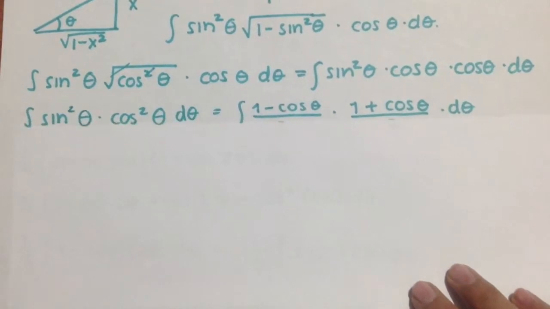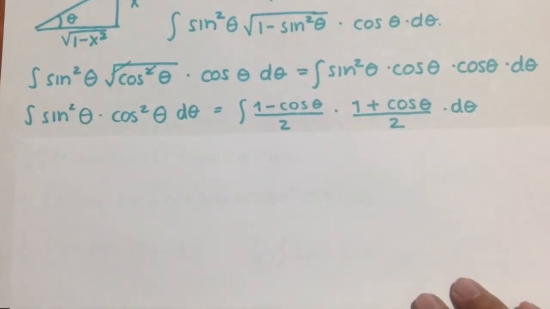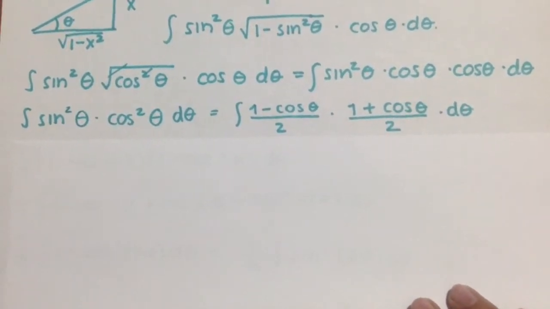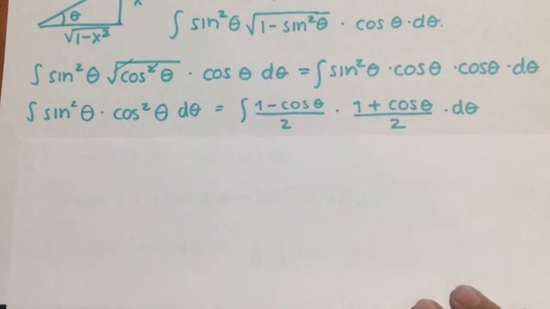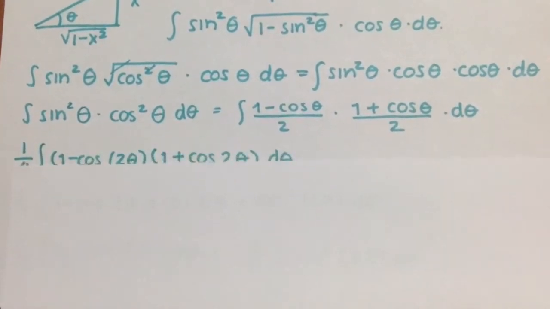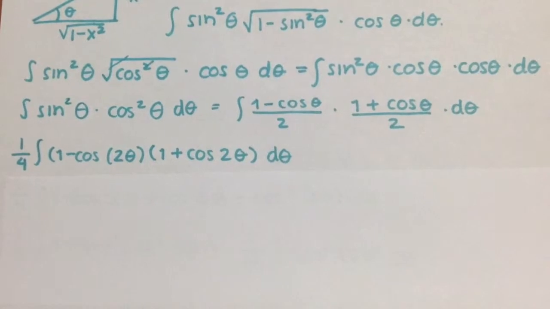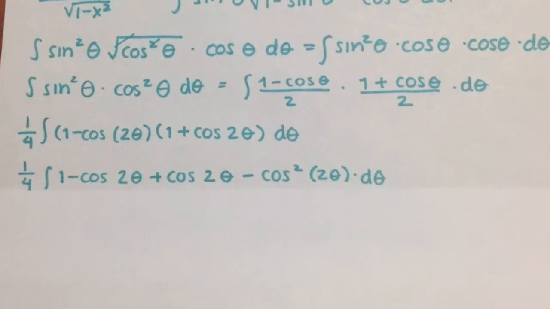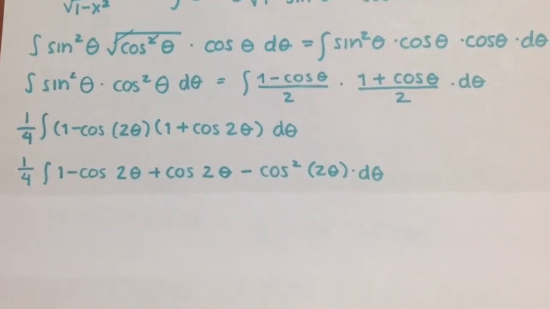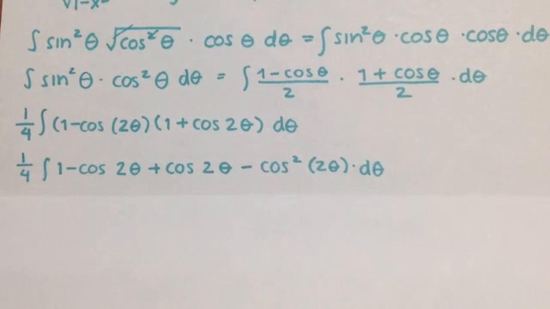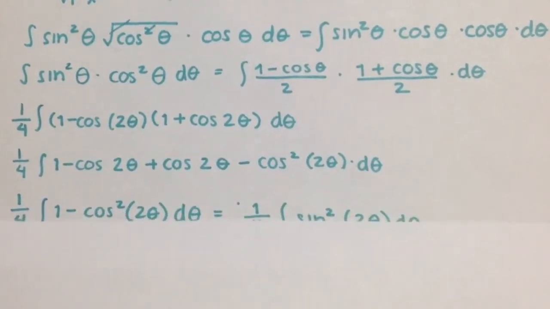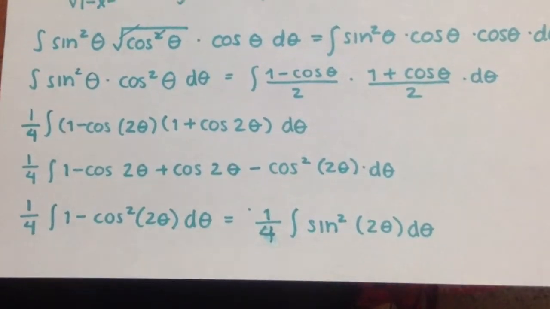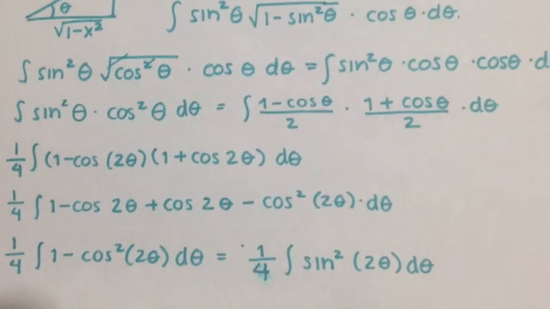This has a trigonometric identity, which is equal to the integral of 1 minus cosine of 2 angle over 2 times 1 plus cosine of 2 angle over 2 times d of the angle. The result of that is 1/4 of the integral of 1 minus cosine of 2 angle times 1 plus cosine of 2 angle times d of the angle. That is 1/4 of the integral of 1 minus cosine squared of 2 angle, which is equal to 1/4 of the integral of sine squared of 2 angle times d of the angle.